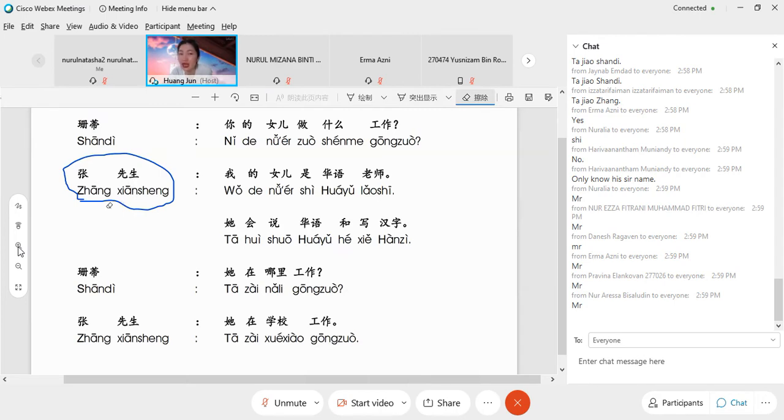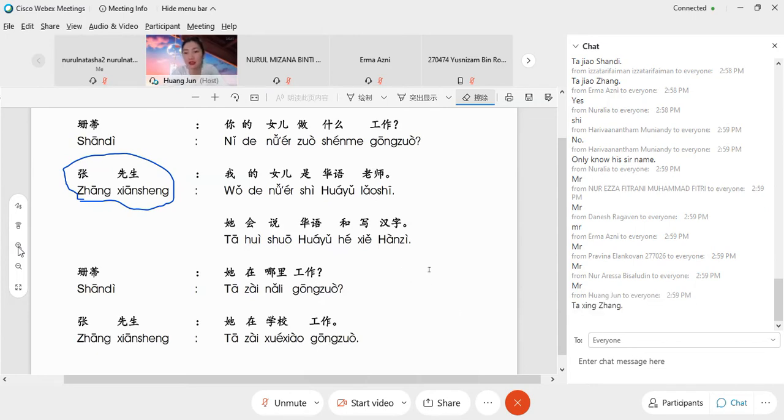We only know 他姓张. His surname is Zhang, right? So we don't know the name. We only know his surname. His surname is Zhang. So people call him 张先生. So that is one piece of information to tell you.